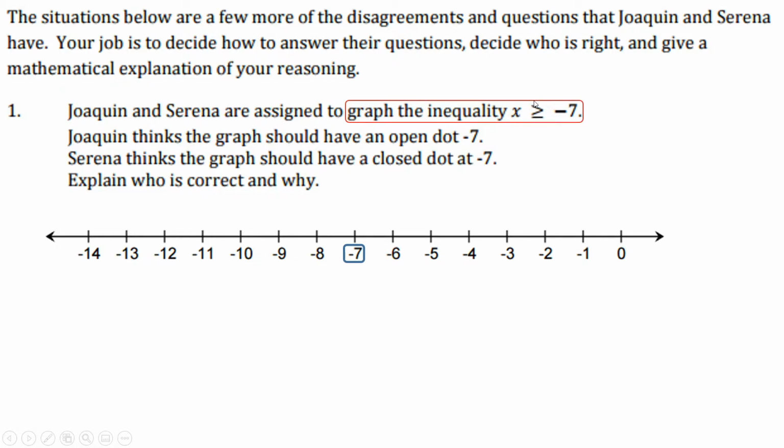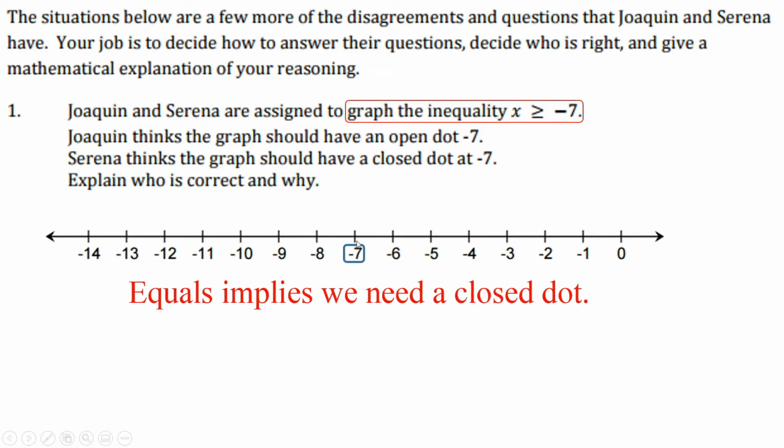What kind of dot? Open or closed? Do you see the equal sign? That means we'll use a closed dot. Equals implies we need a closed dot. Good. Okay, now x is greater than or equal to that -7. That means we're going to have a ray going to the right, which represents all real numbers to the right of -7 and including -7. So x is greater than or equal to -7 right there.